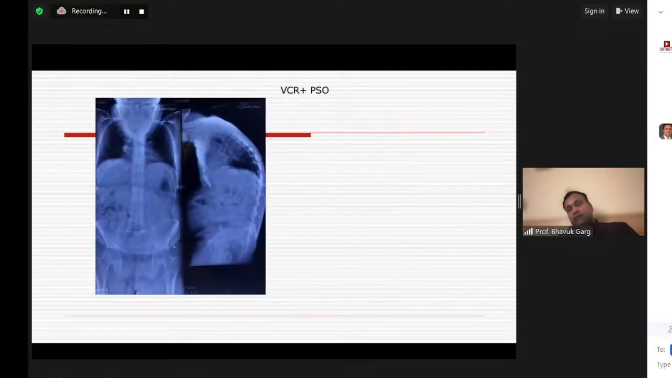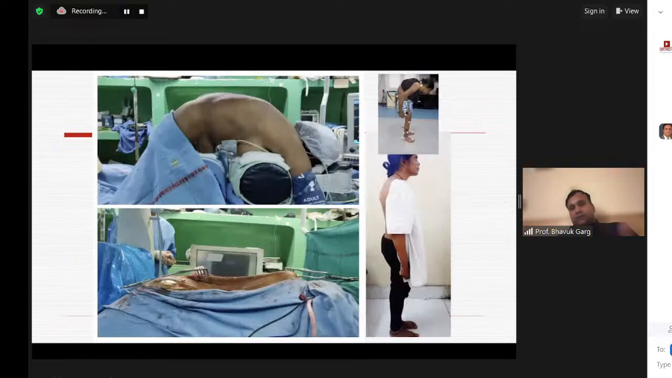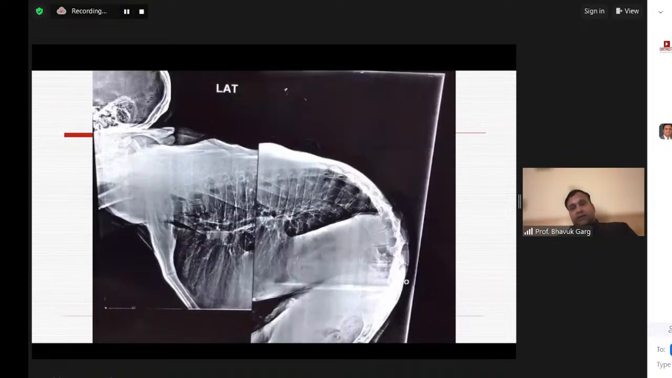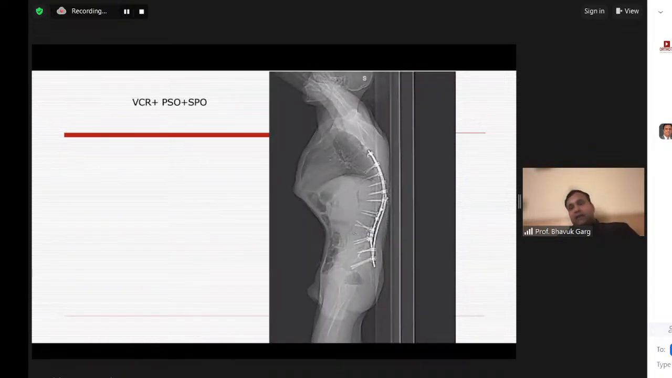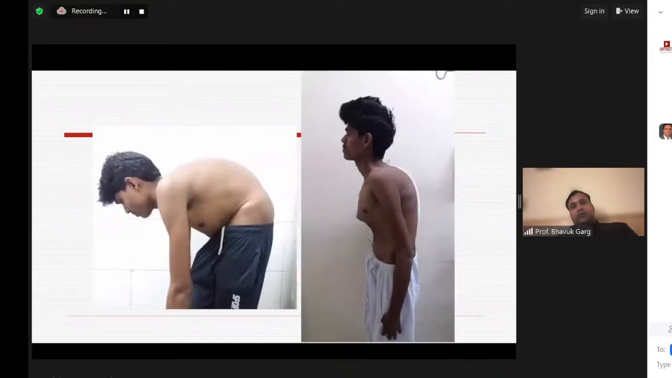So again, I had to use a VCR and a PSO in the same setting. I did this, and I could get a good correction. You can see here the pre and post-operative clinical pictures. Now, this was again a very severe case. The whole spine was like this. He was like this for 15 years. Again, here I used the VCR, PSO, and the SPOs to get the correction from this bad to this straight, and this is the excellent post-operative result.